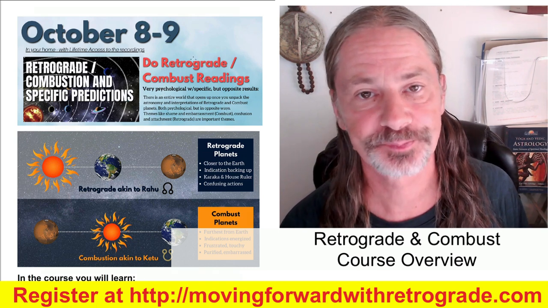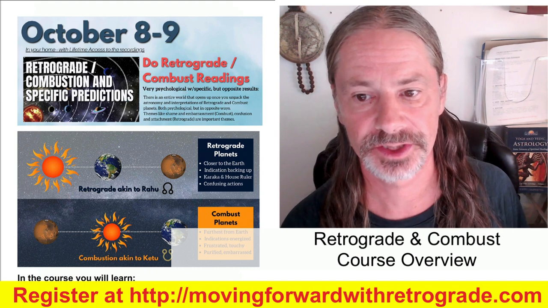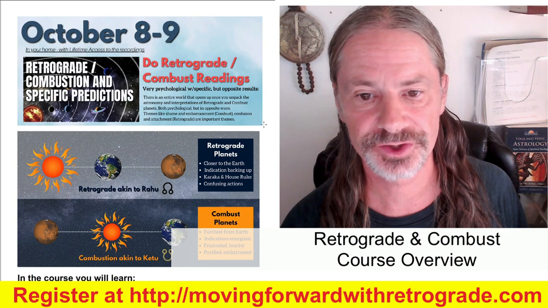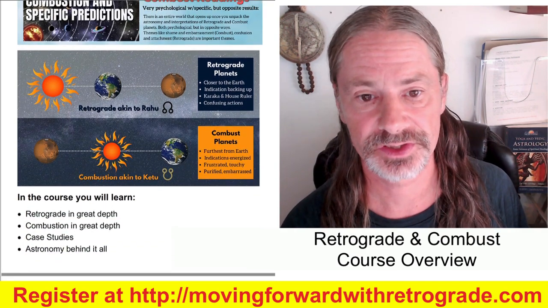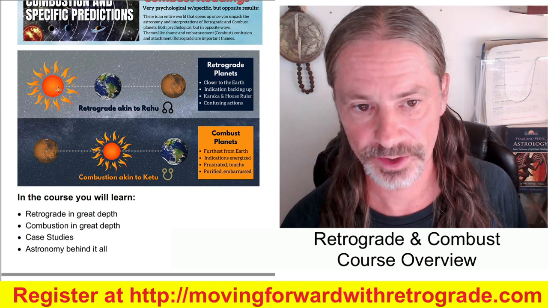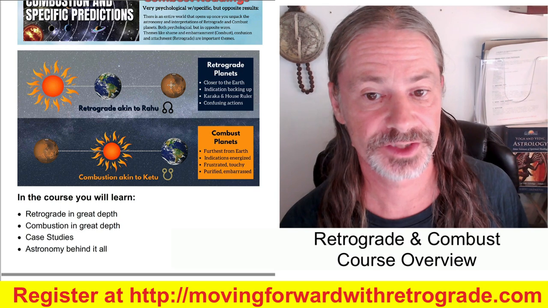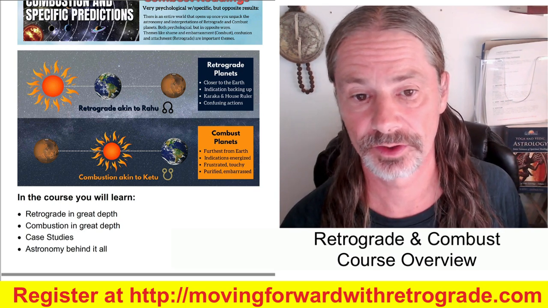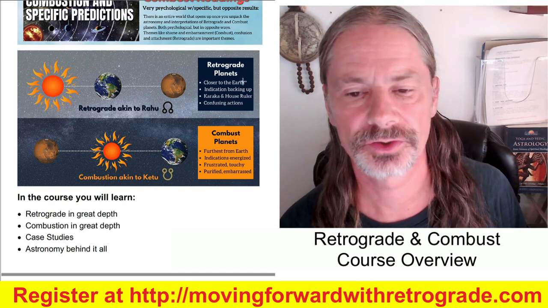As you can see, it's October 8th and 9th, and it's not just about retrograde, it's also about combustion, and they're sort of two aspects of the same coin. You can see I have this little graphic where the retrograde planet is very close to the Earth. It's closest to the Earth at that time, where the Earth is in between the sun and the planet. And it says here, retrograde, closer to the Earth.